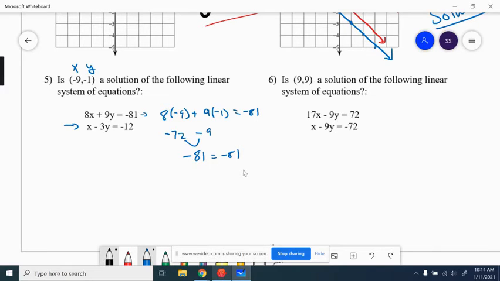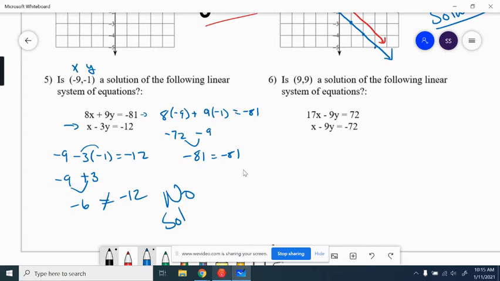Let's find out. x, which is -9, minus 3 times -1 is equal to -12. Let's see here. This is an order of operations problem. We need to multiply before we do anything else. We need to do -3 times -1, which is positive 3. And now I'm left with -9 plus 3, which is -6, which does not equal -12. So no, I guess not no solution, but no, this isn't a solution. So -9, -1 is not a solution. All right, so you guys go ahead and do the same thing for 6.